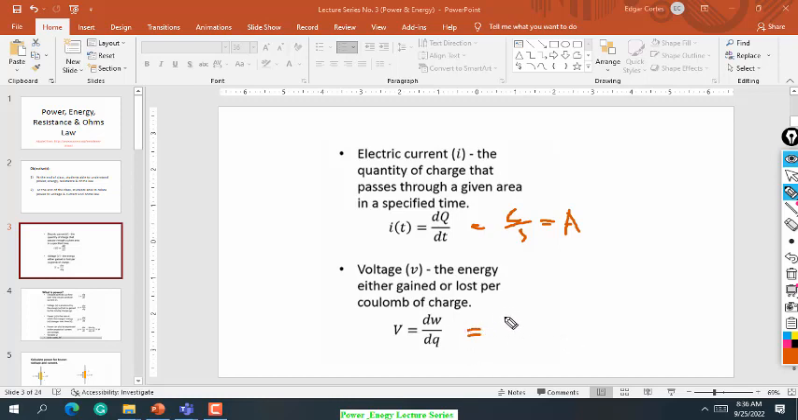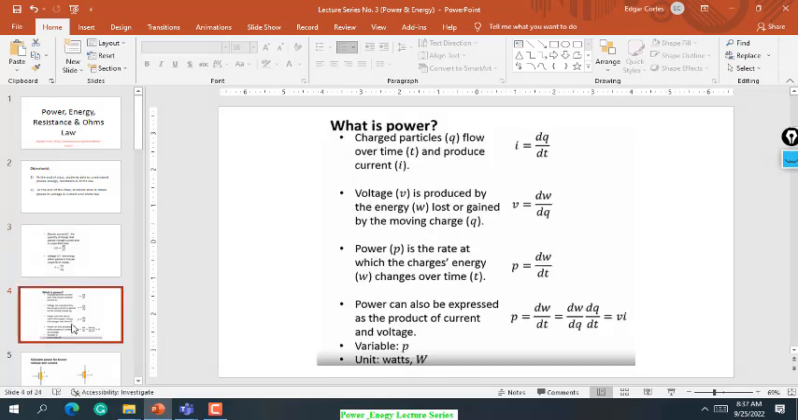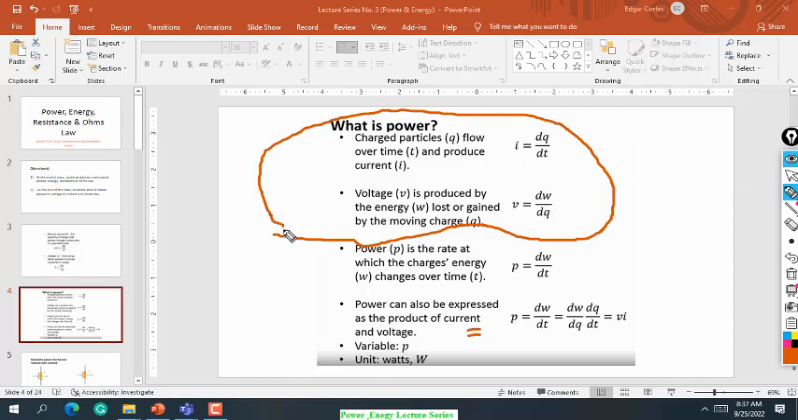What is the unit of watts? What is dW, the change of W? W is energy, and its unit is joules. And dq is the change of charge, so dW over dq is voltage. This was also discussed yesterday. Basically, if we're going to review everything, this is the review of yesterday's lesson.